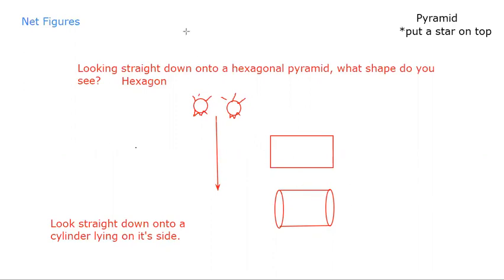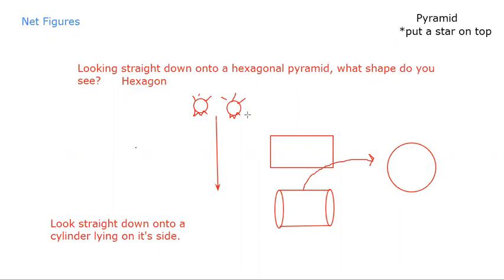Now, if you turn the can up, set it up now, what will you see looking straight down? Now, when you look straight down, all you see is a circle. You can't tell if it's a tall circle or a short circle. All you see is a circle. So you're going to be asked about things like that.